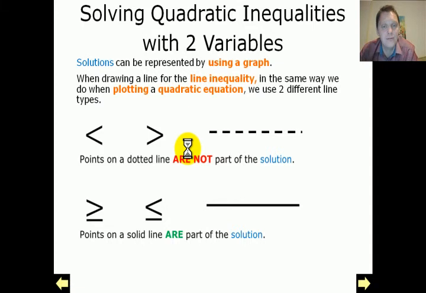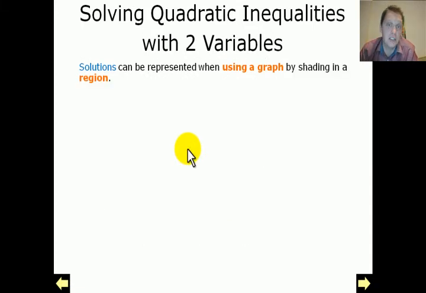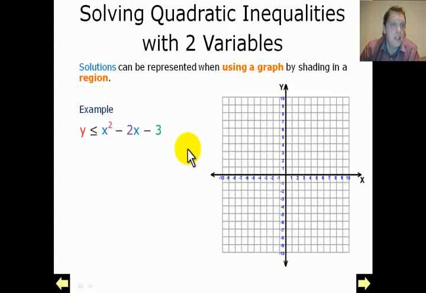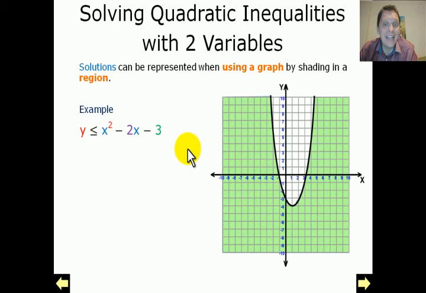So to give an example of showing this on a graph, I've got y being less than or equal to x to the power of 2 minus 2x minus 3. And that would look like this quadratic curve. Now I've used a solid line because I've got an inclusive inequality. And the area I'm going to shade in is actually outside of my quadratic curve.